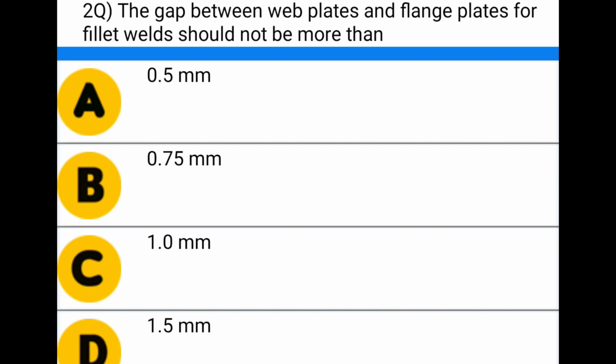The gap between web plates and flange plates for fillet welds should not be more than: option A 0.5 mm, option B 0.75 mm, option C 1.0 mm, option D 1.5 mm. The correct answer is option D 1.5 mm.